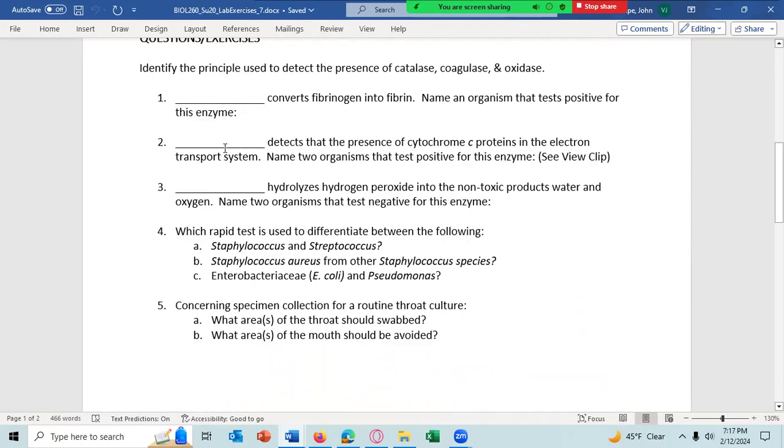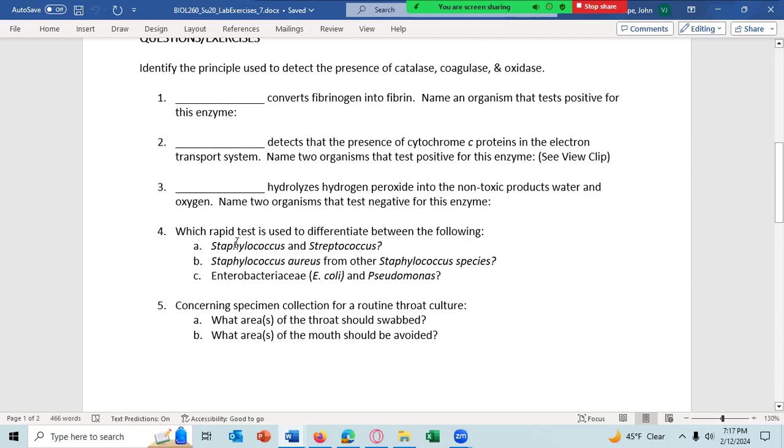2A, what enzyme detects the presence of cytochrome C proteins in the electron transport system? And 2B, name two organisms that test positive for this enzyme. They're mentioned in the video clip. I believe I mentioned them also in the lab module. 3, which enzyme hydrolyzes hydrogen peroxide into the non-toxic products water and oxygen? And name two organisms that test negative for this enzyme.